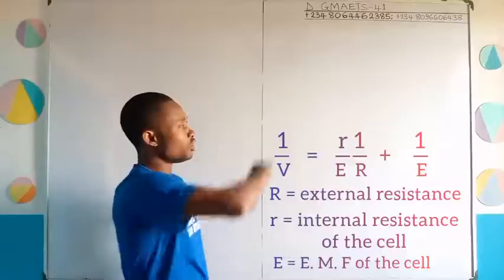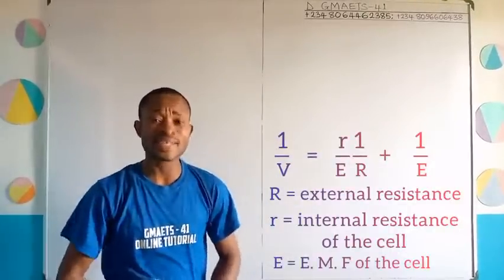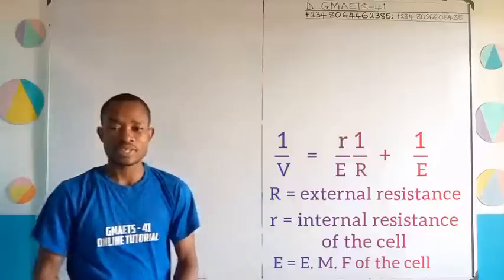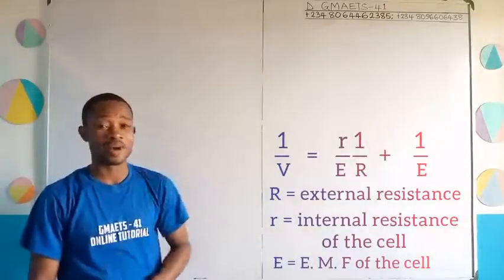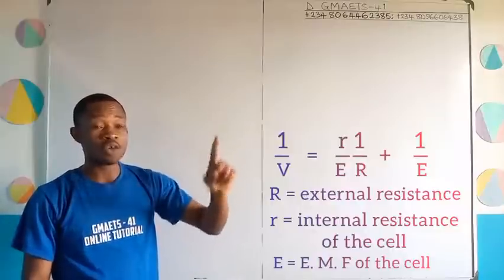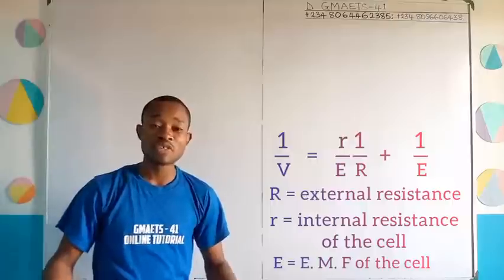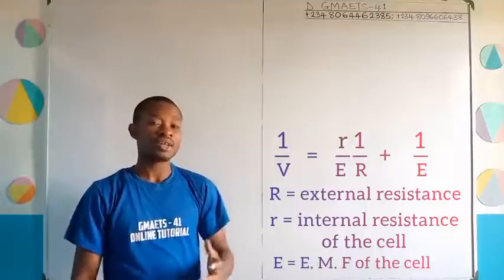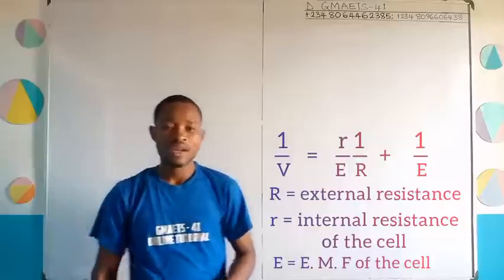The graph will go this way, and of course, it's going to have an intercept. The intercept, according to the theoretical equation guiding this experiment, is going to be 1 over capital E. That is to say, 1 over the electromotive force of the cell would give us the intercept of our graph.